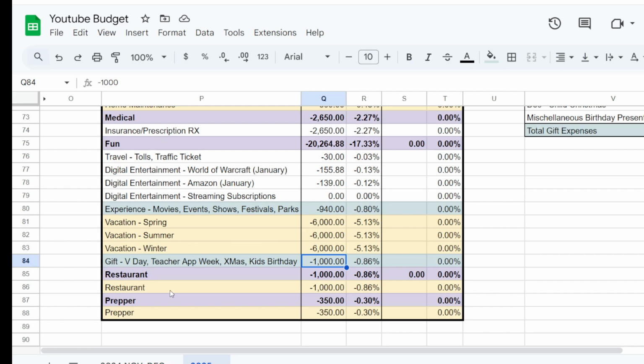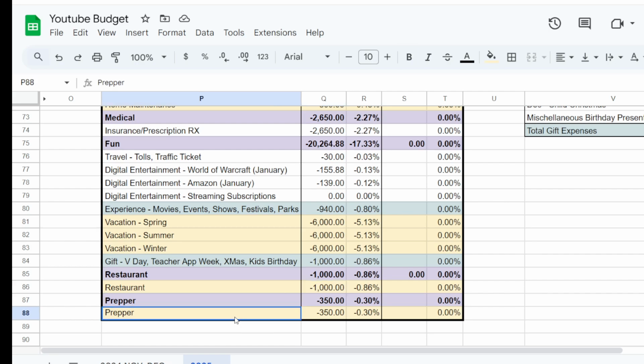So restaurant spending, that's for any fast food or even sit down restaurants that I go to. I think this year has been over $3,000, but I am trying to cut back on restaurant spending and keep it at $1,000.